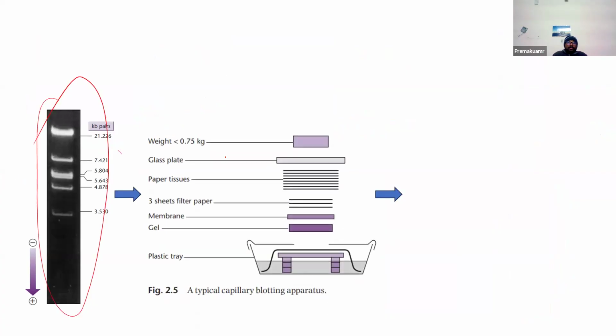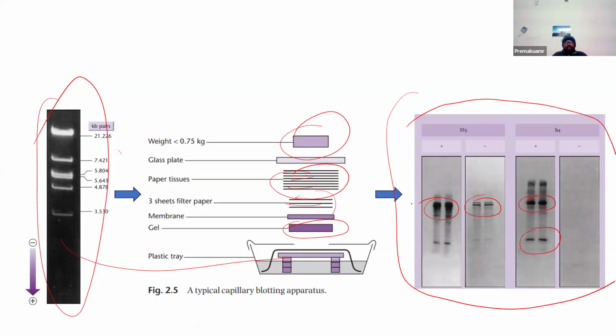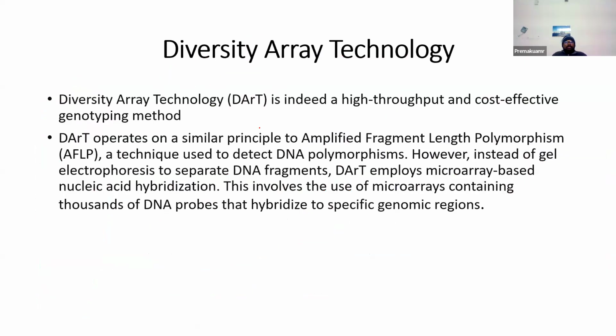For example, here the band will be there. How we do blotting: you keep the gel here, then you put some filter papers, then you put some weight. All the DNA from the gel will go to the nitrocellulose membrane. Then after autoradiography, you will get images like this. See these bands. Understood? This is Southern hybridization. I took this from Primrose's book. It's a very beautiful book. Please read it.